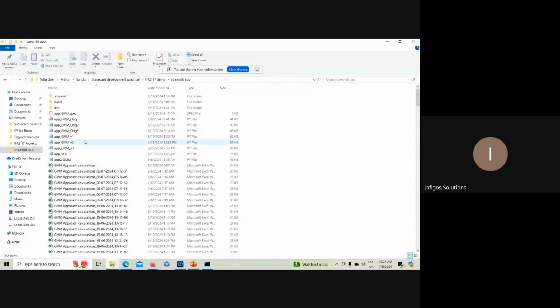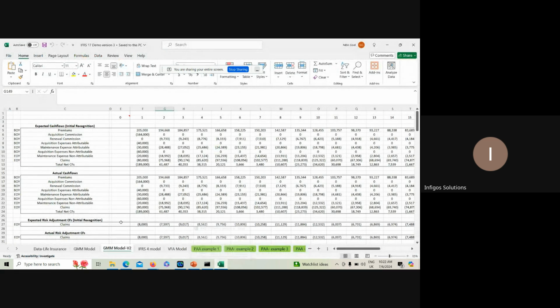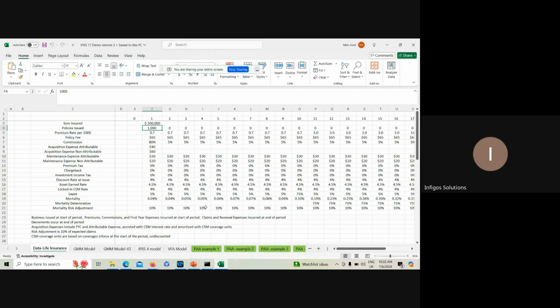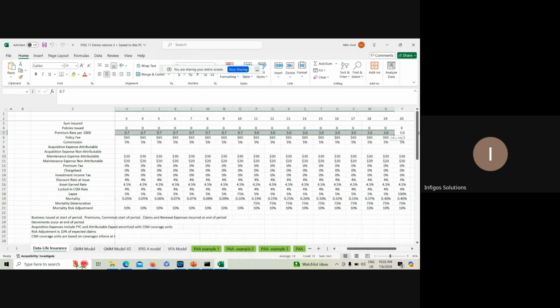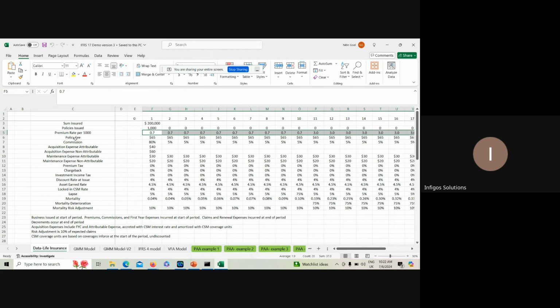So let me go to the Excel sheet, which I have prepared after a lot of research. We will have data like this: sum insured, policy issued, prime rate, premium rate. How much premium rate is, basically, it's probability weighted. So this is the probability of payment for premium, and policy fee is like this. This is the fee.